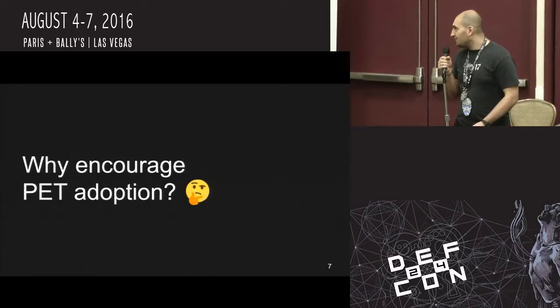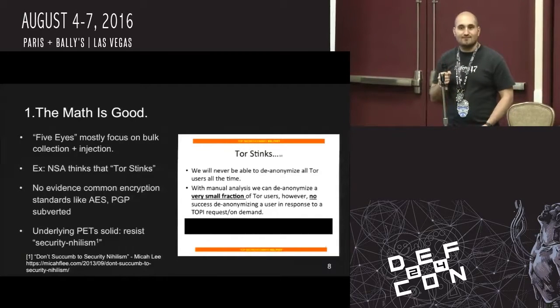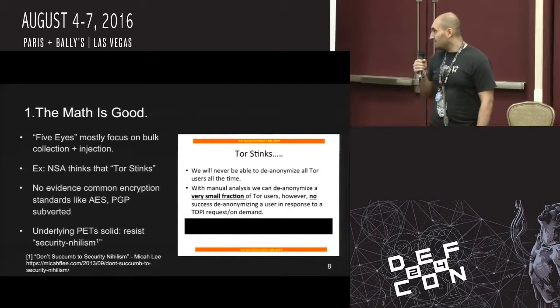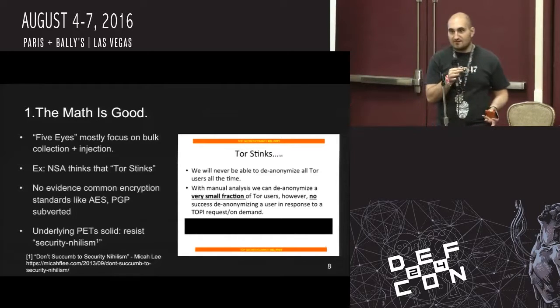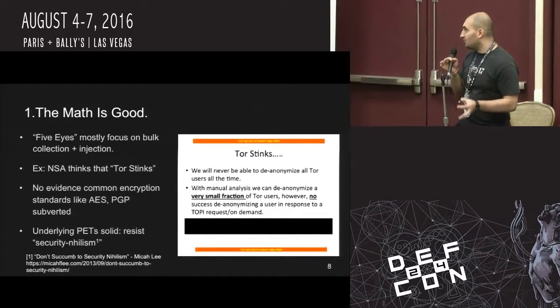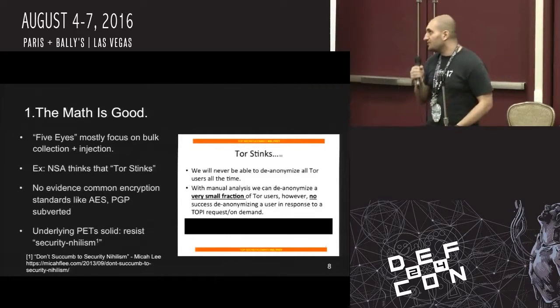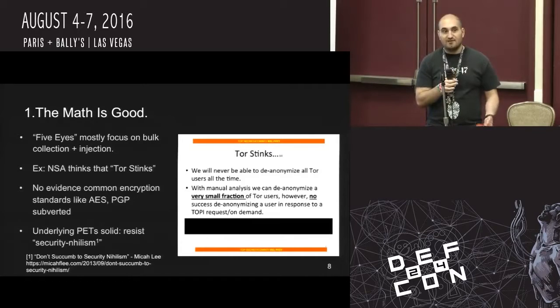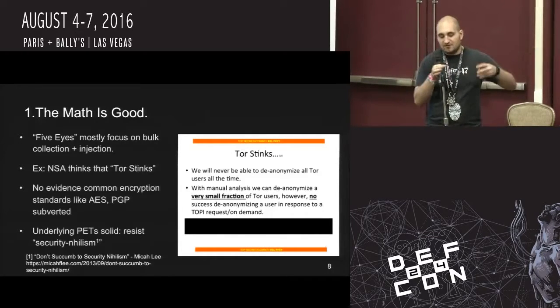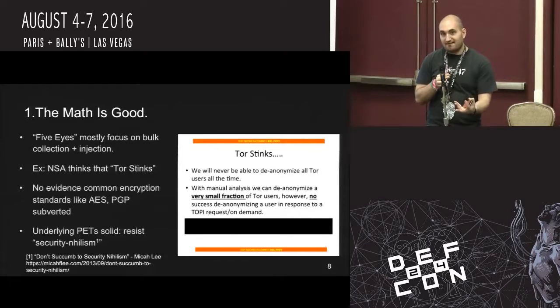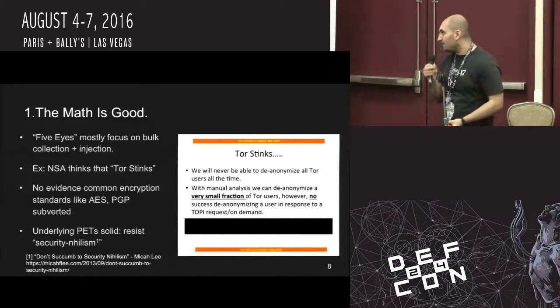Why encourage adoption of these technologies? The math is good. If you look at the current surveillance practices, the so-called Five Eyes are mostly focusing on bulk collection and injection. I don't have the notes, but there are systems like Tempora, for example, which was GCHQ. But when you're sucking up massive amounts of data, if that data is encrypted, it's not as useful. If the transmission of that data is using HTTPS or some sort of integrity check, it's much harder to modify in transit, much harder to shoot malware in there.